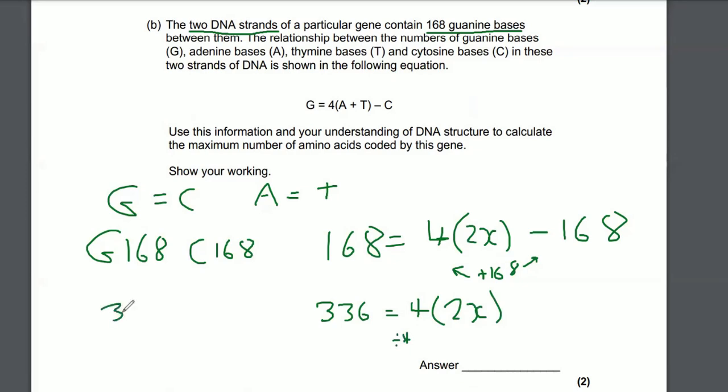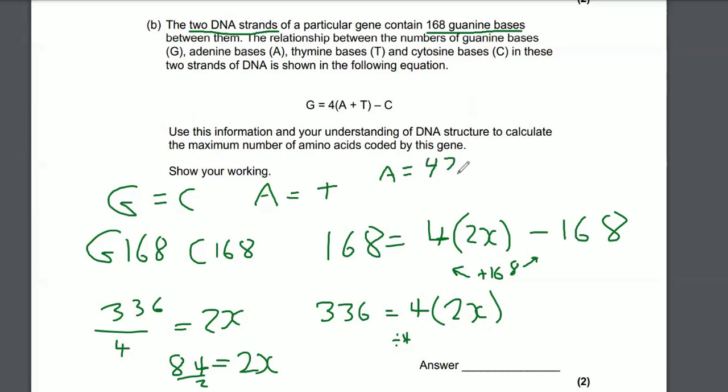So I'm going to end up with over here 336 divided by 4 equals 2x. So let me smash that in the calc. 336 divided by 4 equals 84. So 84 equals 2x. So what does that tell me? That tells me that A is equal, and then we need to divide by 2, obviously, 84. And that's going to tell me that A is equal to 42, T is equal to 42.